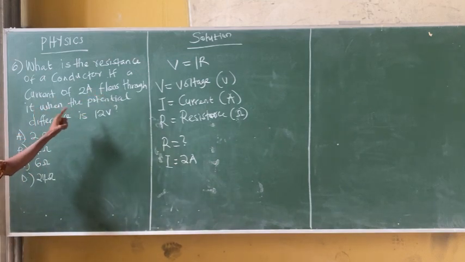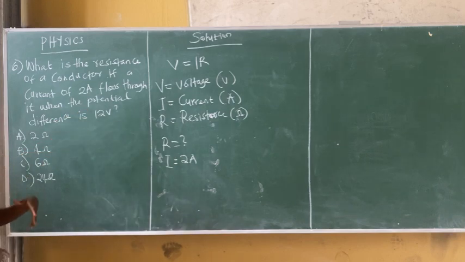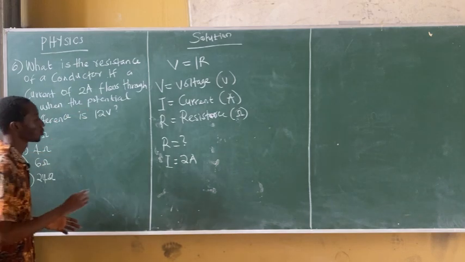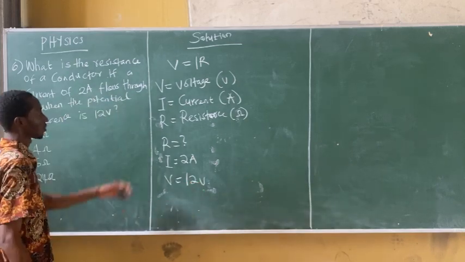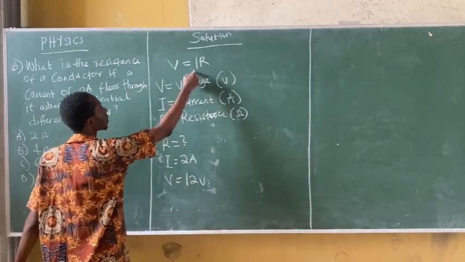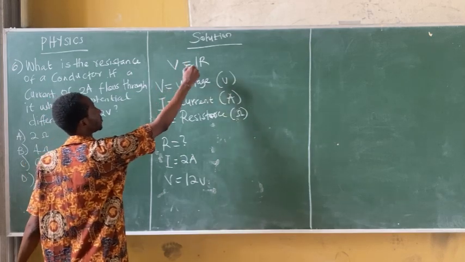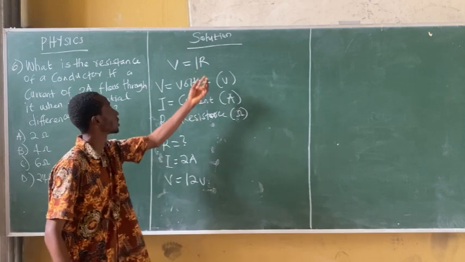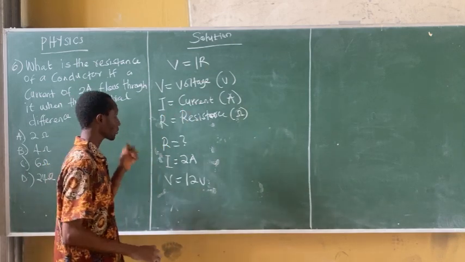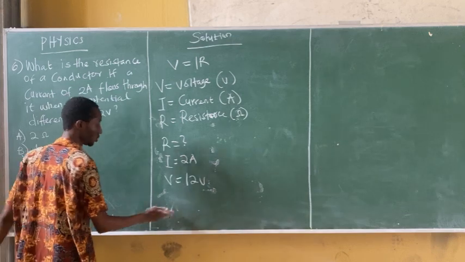Flows through it when the potential difference is 12 volts. When you see the word potential difference, it is the same thing as the voltage. Now the potential difference V is 12 volts. From this question, we have V is equal to IR. We have the value for V and we have the value for I, but we don't know R. So what we need to do is to make R the subject of the formula. If we do that, we divide both sides by the value attached to R, which is I.